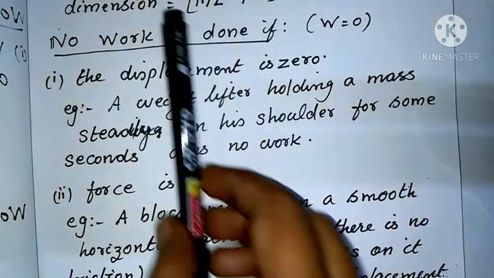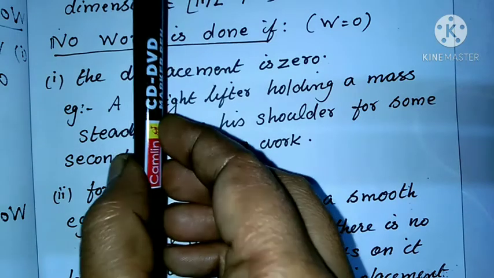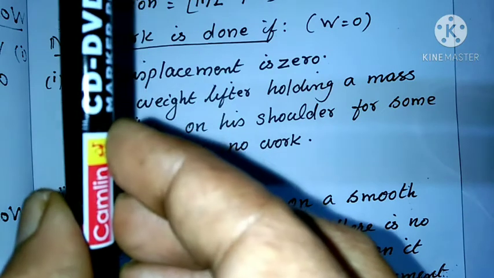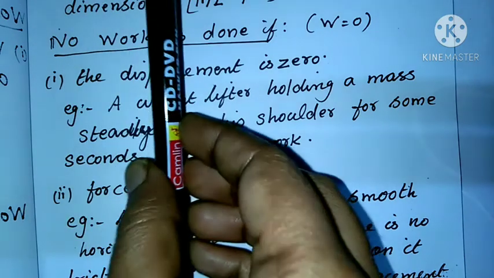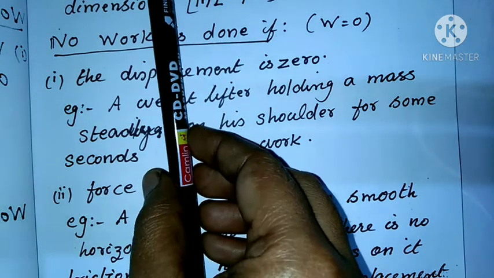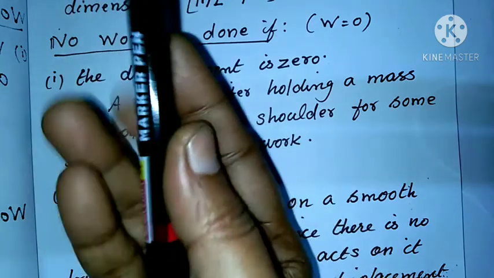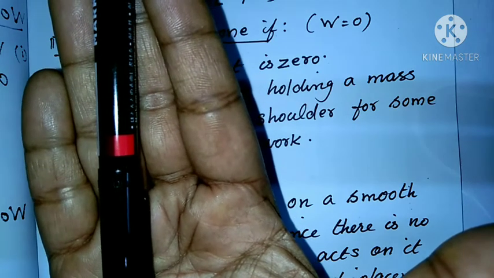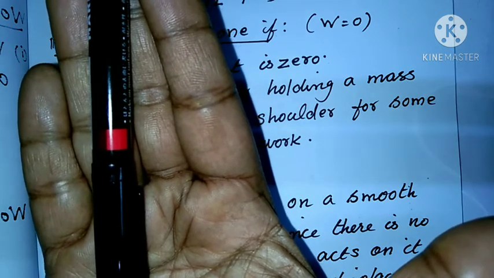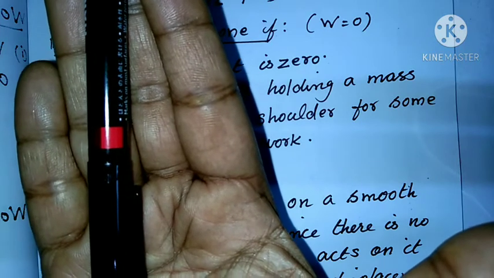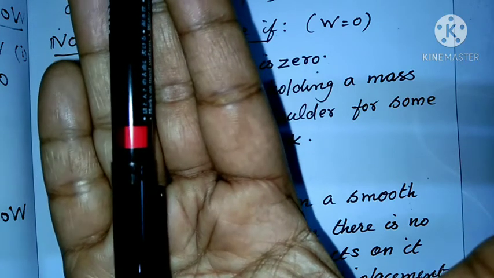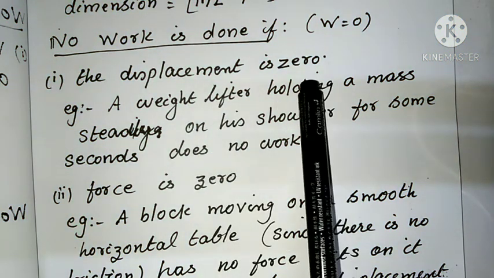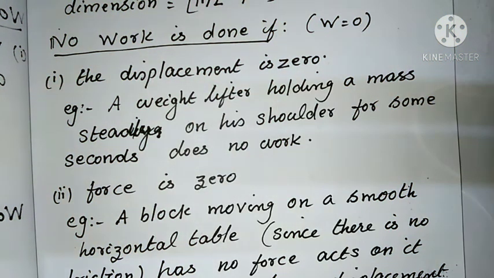For example, here I am lifting this pen, isn't it? So what happens here? There is force and the displacement is there. So in this case, we can say that work is there. But when I am holding the pen like this, what happens here? Force is there but the displacement is 0. So there is no work. In physics we can say that there is no work. So clear? Displacement is 0, then the work is 0.